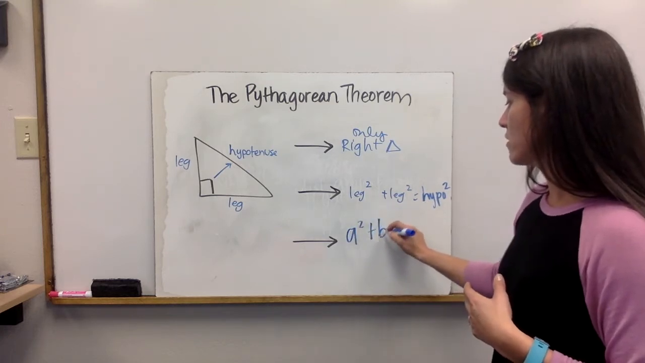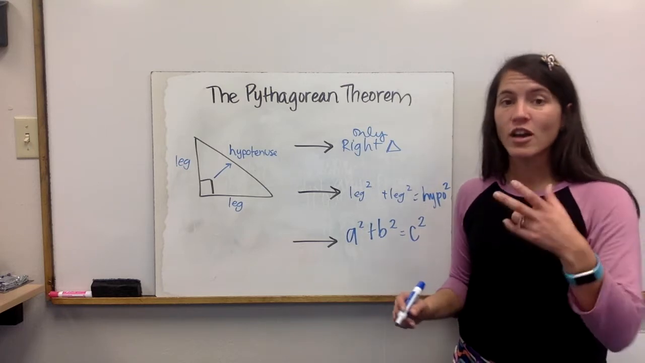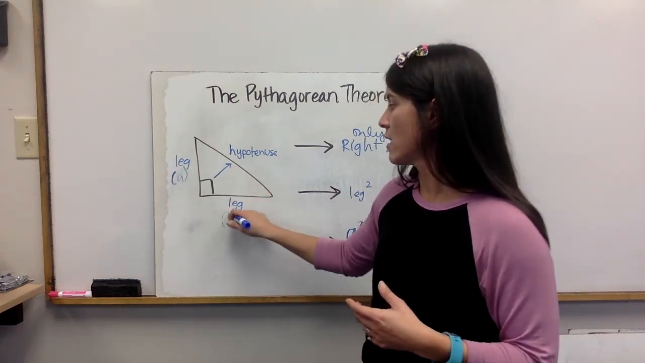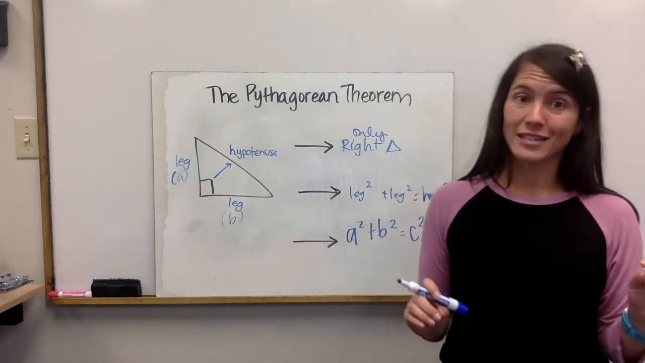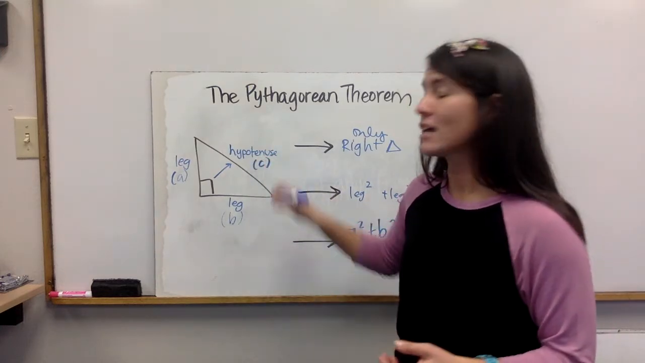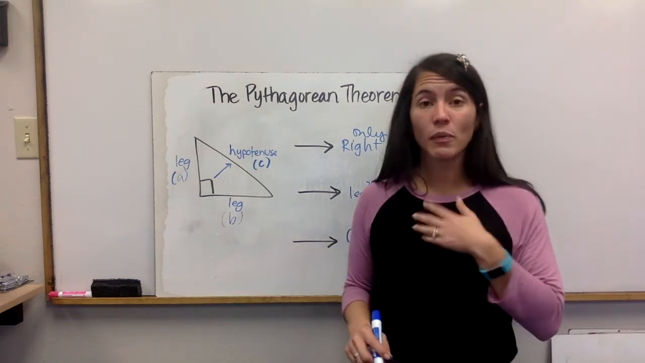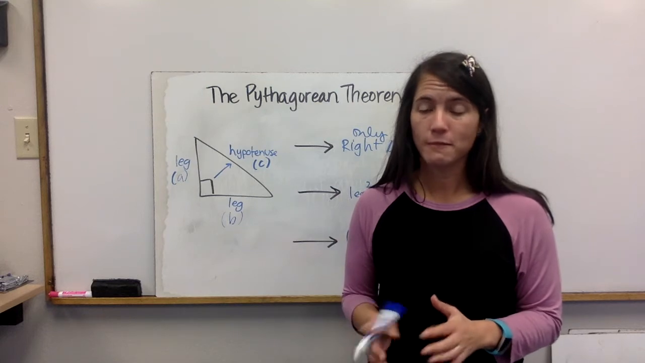And then here's the formula for the Pythagorean Theorem: a squared plus b squared equals c squared. So a and b correspond to the legs, leg a and leg b. It doesn't matter which leg is a and which leg is b, but the legs are a and b, and the hypotenuse is always c. So when you're doing problems, the hypotenuse has to be c, and the legs can be a and b.